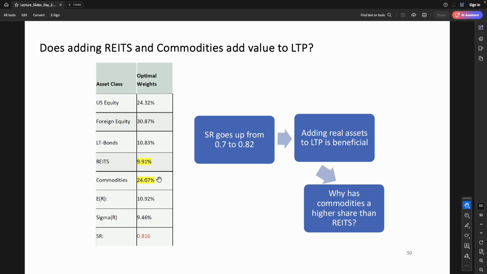Okay. So therefore, coming back to the case, yes, in the case it would be beneficial to add REITs and commodities. We would increase the Sharpe ratio. The capital allocation line would get steeper by 15%, relatively speaking, to the status quo. That would be to the benefit of all the hospitals, independent of their risk aversion. So yes, they should do it.